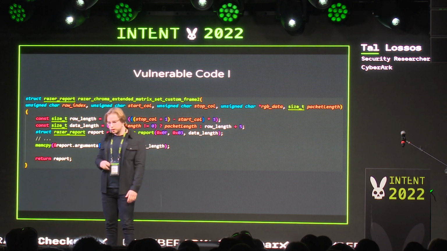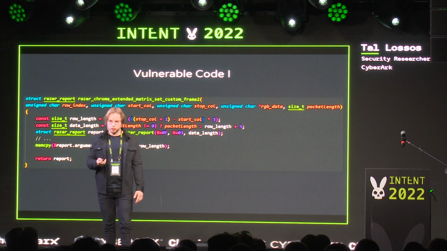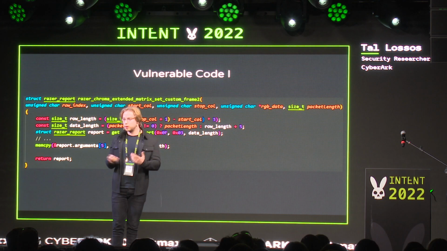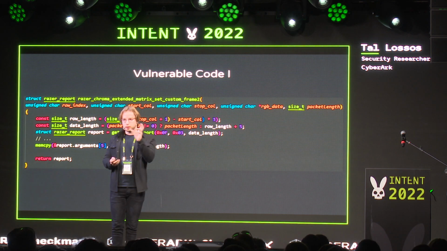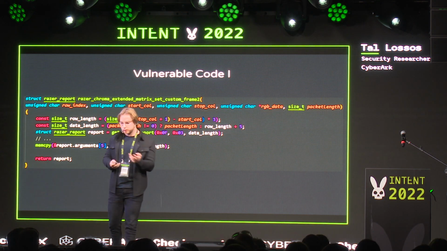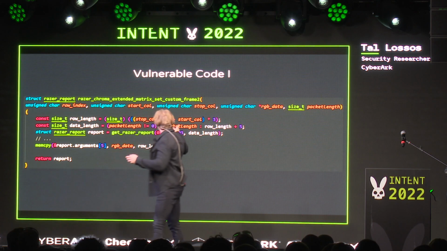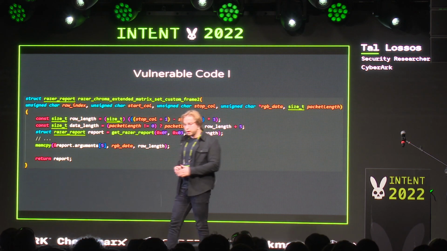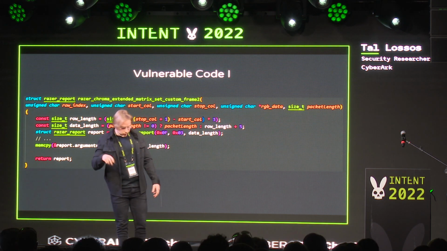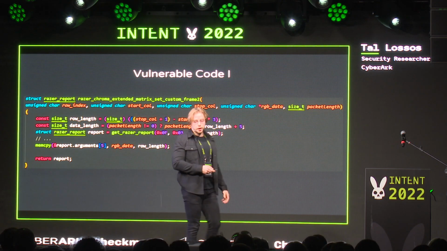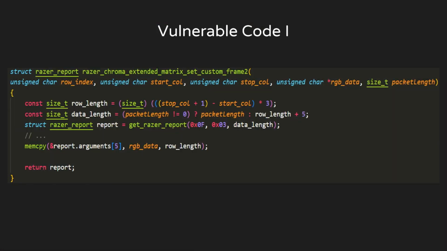Based on start column and stop column, we're calculating the row length, which is how many keys we need to light up based on the RGB values. As you might know, each RGB value has red, green, and blue, which is 3 hexadecimal values. This is why you can see the multiplication by 3. Then we're creating a stack variable called report, and we're filling it with our RGB data by a very simple memcpy operation. Can you maybe spot something odd here? I will give you some time.